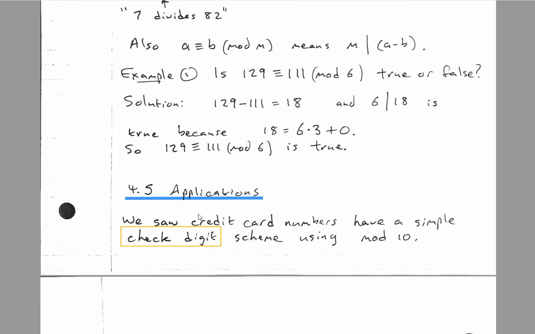Nice applications we looked at in the next section. So checking credit card numbers are valid. This is simple. That Luhn algorithm just works mod 10. So you're just adding up the digits of the credit card number, doubling some of them, and that sum has to be 0 mod 10. If you do it and you get 7 mod 10, then it's not a valid credit card number.